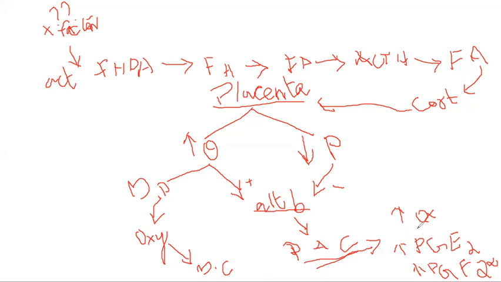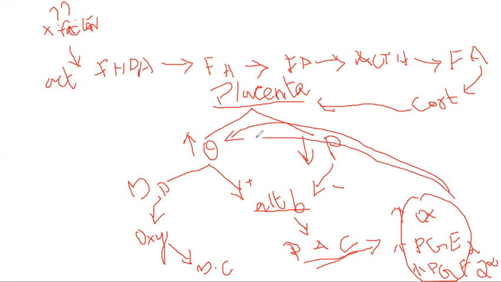When it is activated, it leads to increase in the oxytocin level. It will increase the prostaglandin E2 as well as prostaglandin F2 alpha. So all these things will again increase the oxytocin level. This is a chain reaction, okay? So it will again affect the maternal pituitary gland.